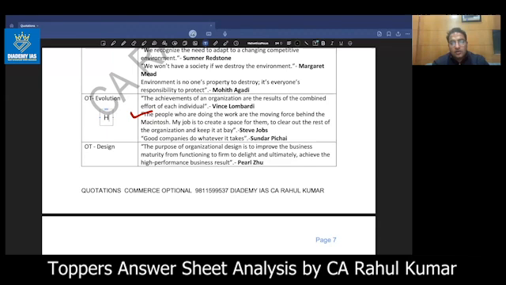And we have to reduce the length of the quotation. We cannot write such a long quotation. We can just say, the people who are doing the work are the moving force behind the Macintosh. My job is just to create the space for them. I think this is enough. आप space तक ले सकते हैं, space for them.